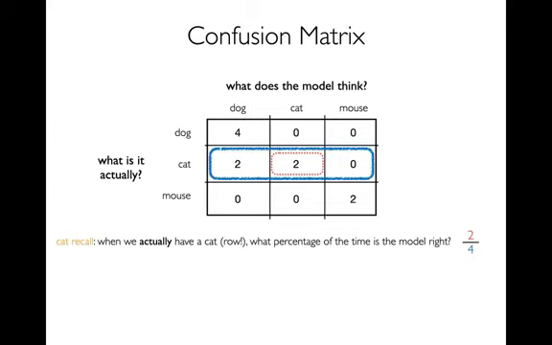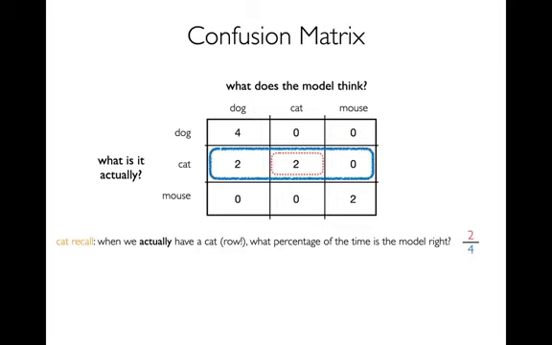So when I'm asking, well, what is the cat recall? What I want to know is when we actually have a cat, what percentage of the time is the model right? And since I'm asking about what is actually the case, what I'm really doing is dividing by the sum of numbers in a row, right?